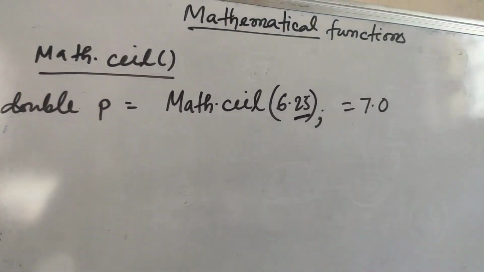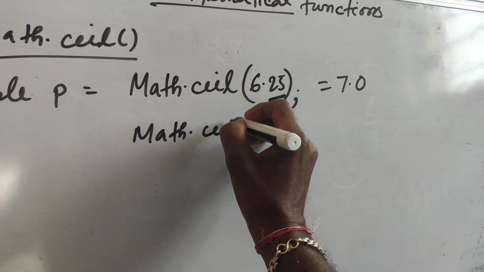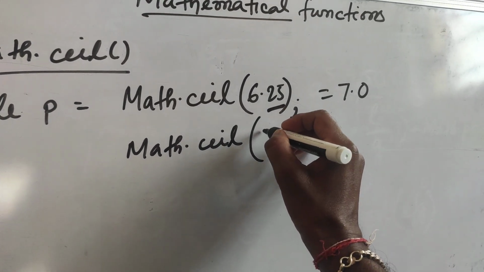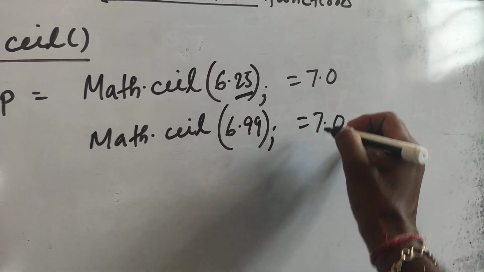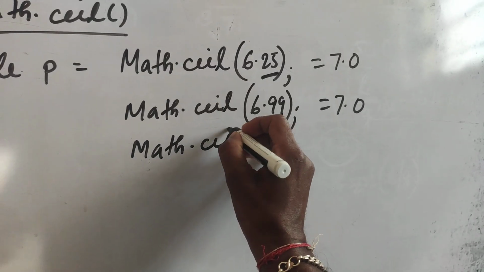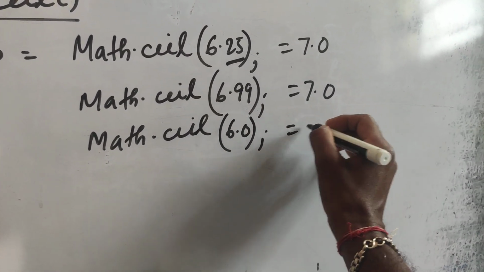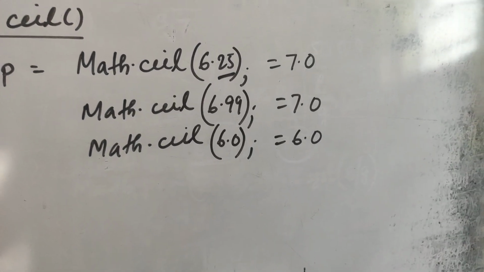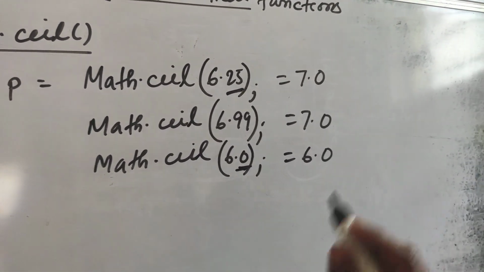Now more examples. If I write math.ceil of 6.99, then also 7.0. If it is math.ceil of 6.0, then what result will come? Then 6.0 only will come. If there is no decimal value, then the same integer will come.